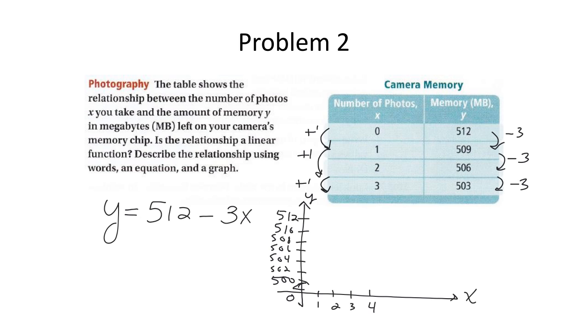And this is 0. So when we have no pictures taken, we start at our 512, which is right here. When we take one picture, it goes down to 509. So it's right here. When we take two pictures, it goes down to 506, which is here. When we take 3, it's going to go down to 503, which is right about here.